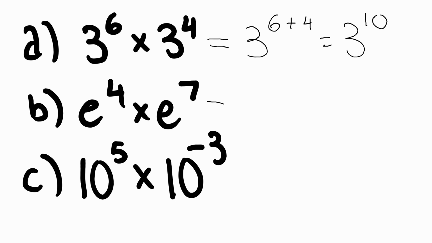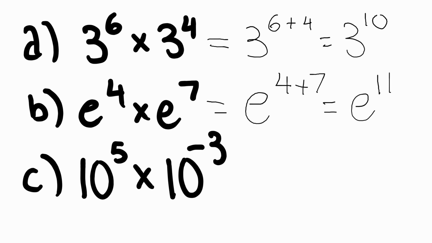This question here, we have e to the power of 4 times by e to the power of 7. So e, the base, will stay the same, and then we've got 4 plus 7. 4 plus 7 is 11, so our final answer is e to the power of 11.